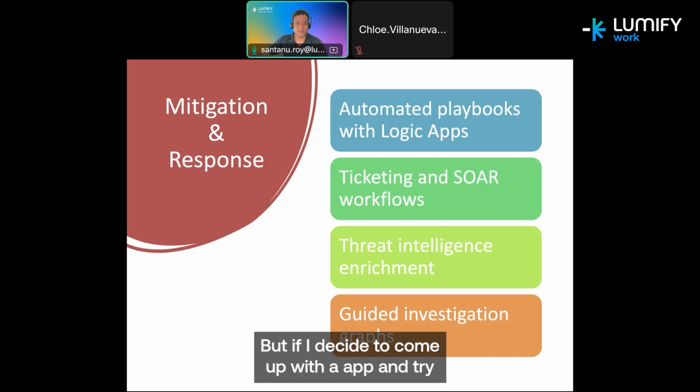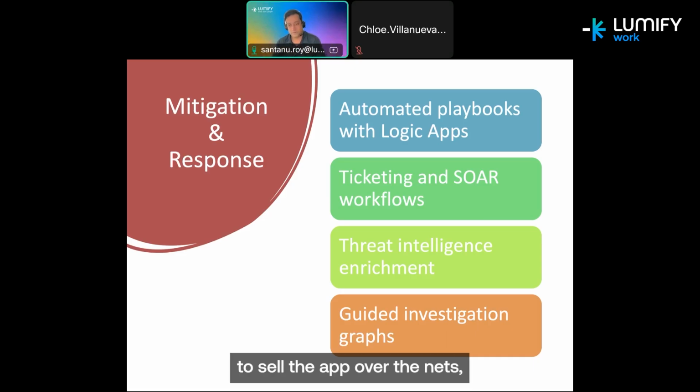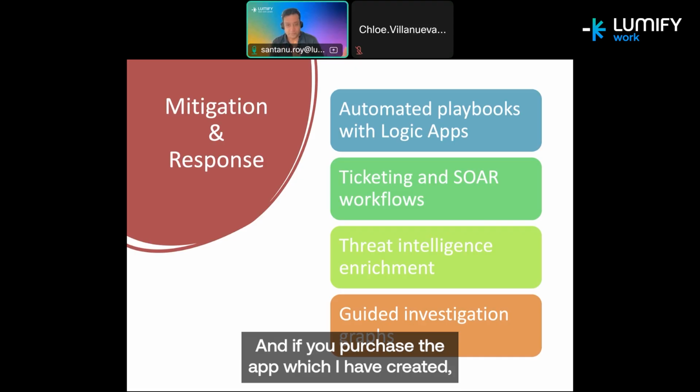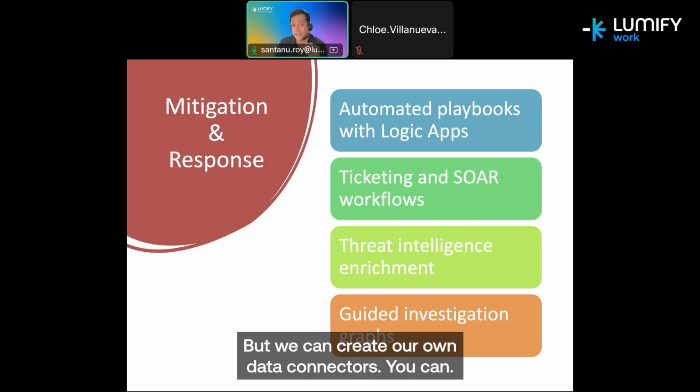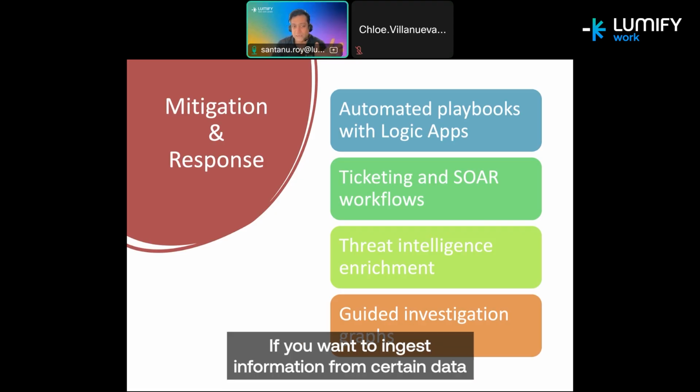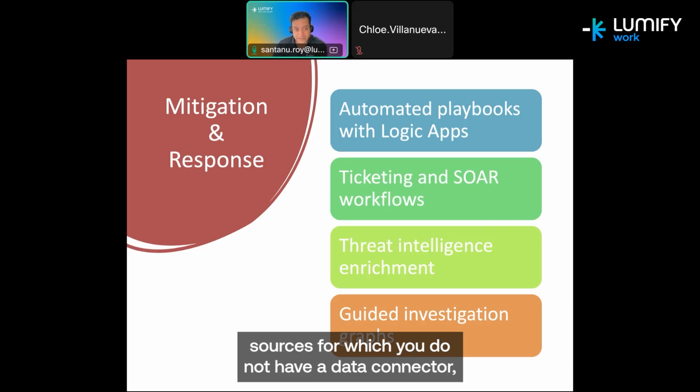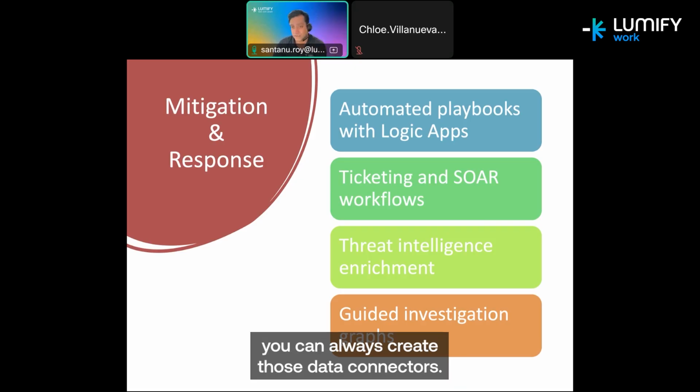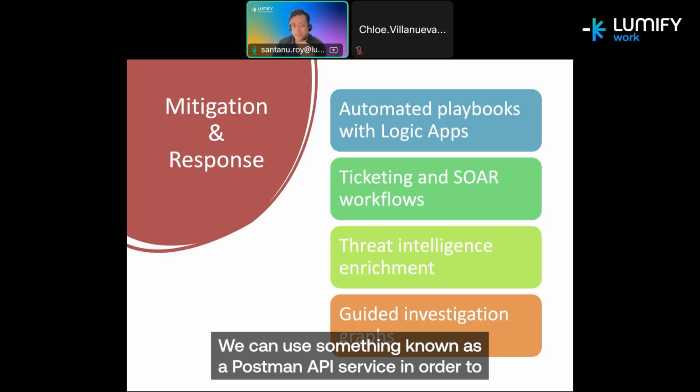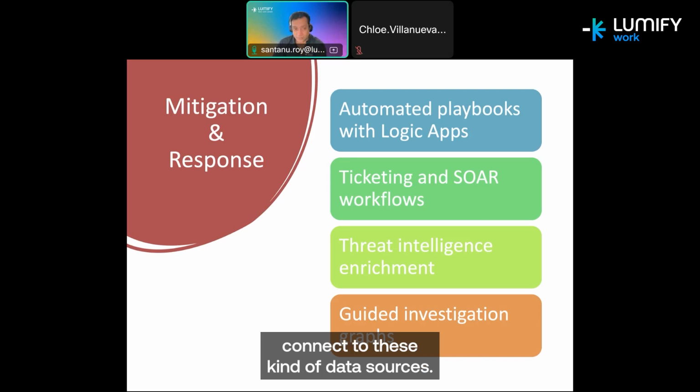But if I decide to come up with an app and try to sell the app over the net, and if you purchase the app which I have created, not necessarily will Sentinel be aware of the app. But we can create our own data connectors. If you want to ingest information from certain data sources for which you do not have a data connector, you can always create those data connectors. We can use something known as a Postman API service in order to connect to these kinds of data sources. You can create your own custom data connectors.